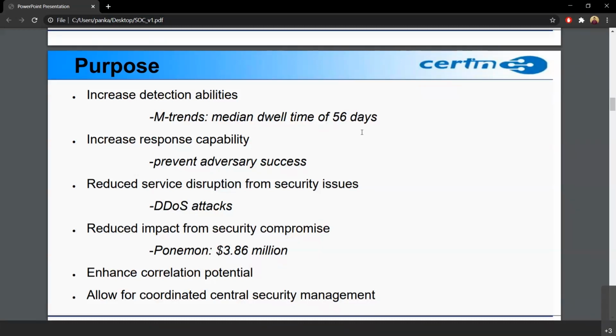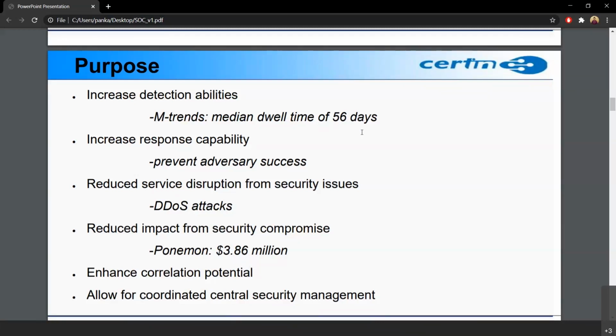Yeah. So, increasing the response capability. We have to increase the level of security within an organization so that no adversary succeeds. Okay. So, reduce service disruption from security devices. Suppose there is an attack on an organization, say a DDoS attack, and the website goes unavailable. It is the responsibility of the SOC to respond to these kinds of attacks and reduce the downtime. So this is also one of the purposes for which the SOC is made.